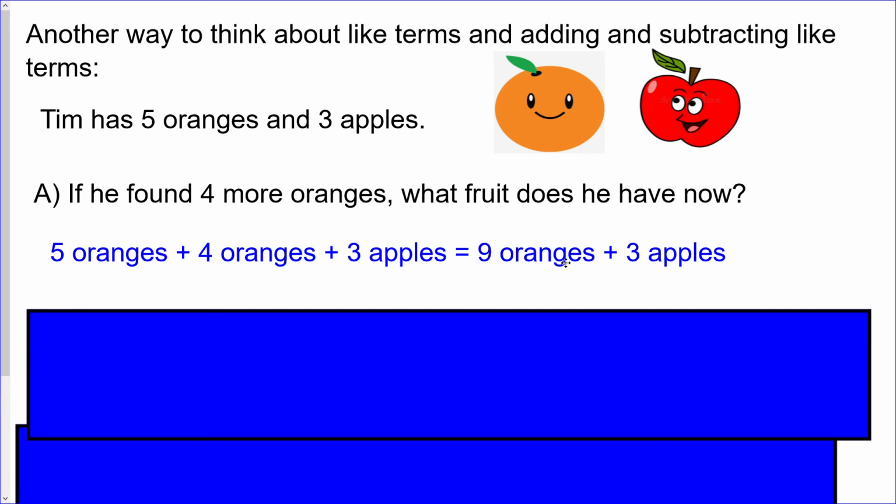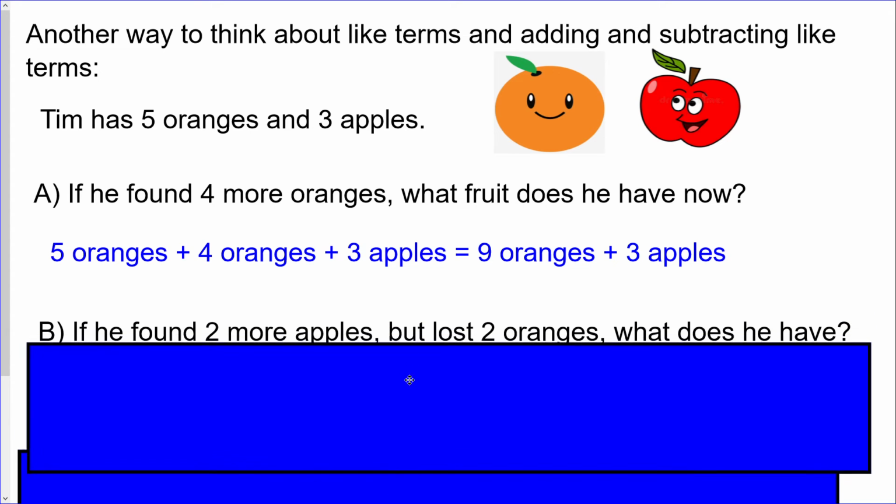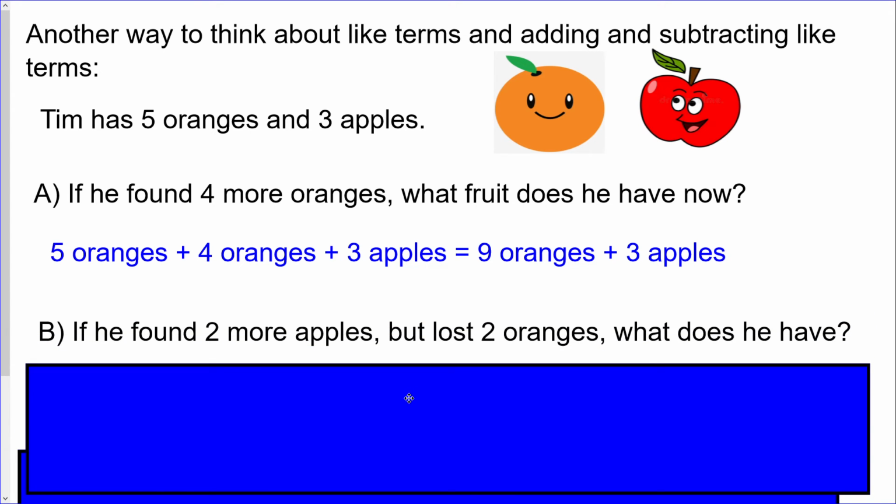But you would not somehow try and say he has 12 orange pulls, or try and somehow combine those things. He's got 9 oranges and 3 apples. They're different things. All right? Now, one more question with that. If he found 2 more apples, but lost 2 oranges, what does he have?